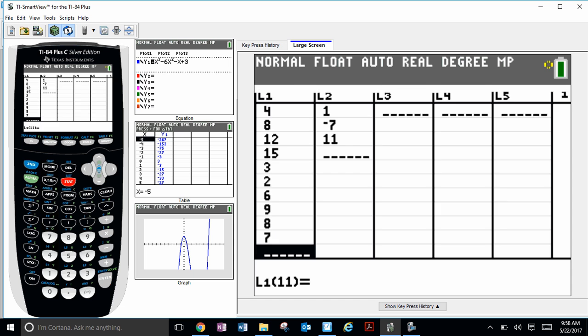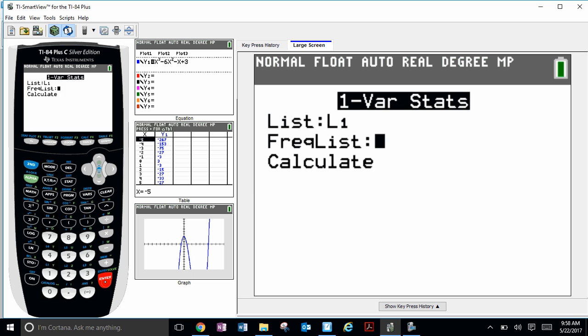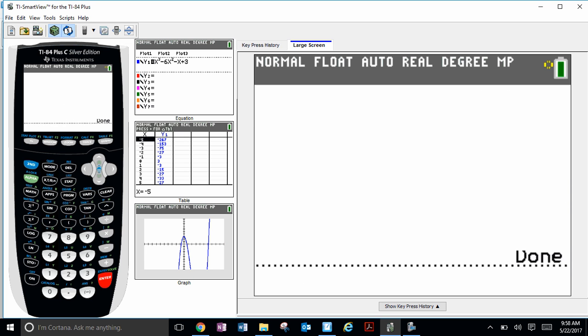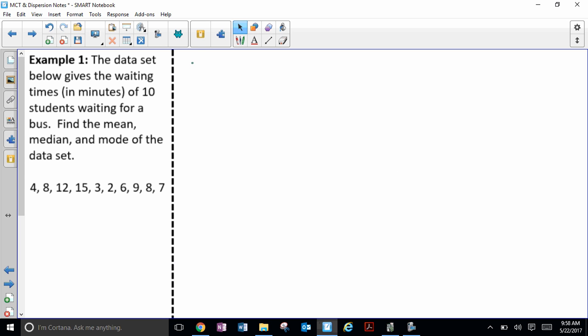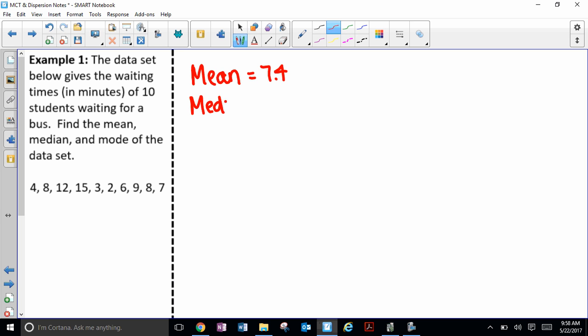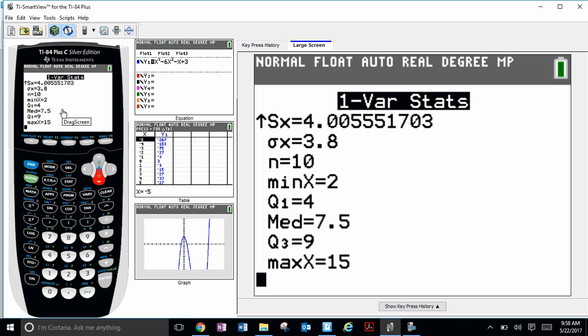Then you hit stat again, calculate, and then pick one variable statistics. You may have to hit enter a couple more times, and then it gives you this information. Remember the X bar is your mean. So my mean equals 7.4. That's what you get when you add them all up and divide by how many there are. For the median, the calculator puts them in order for you, because I just typed them in the order that I saw them here. So median here is 7.5.